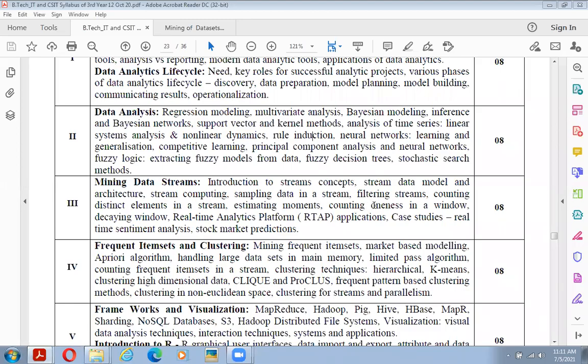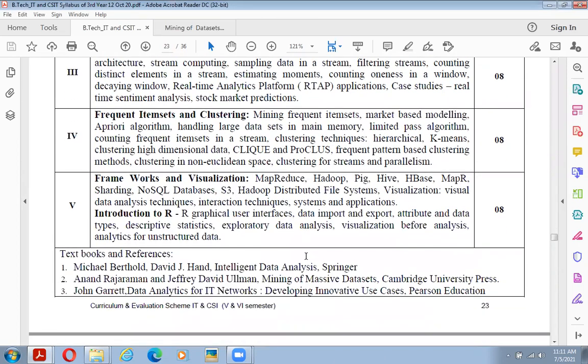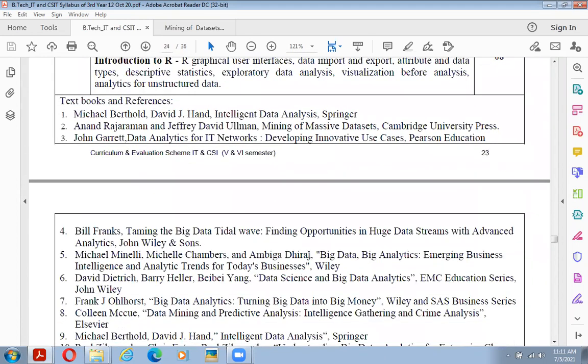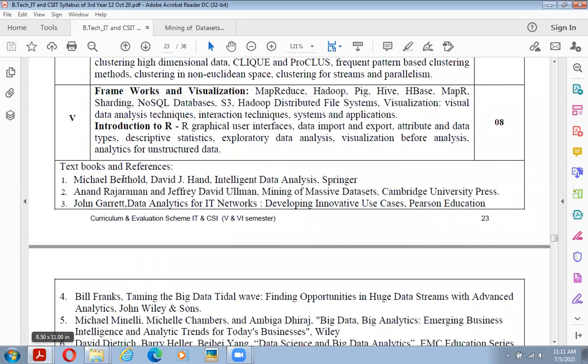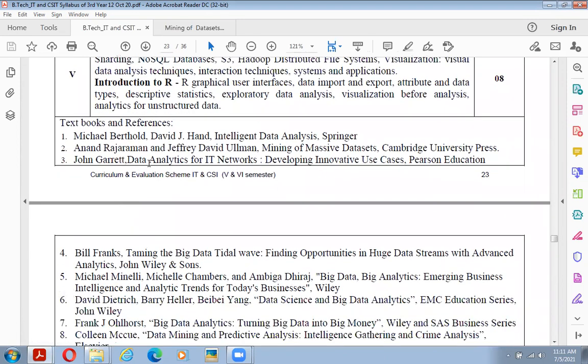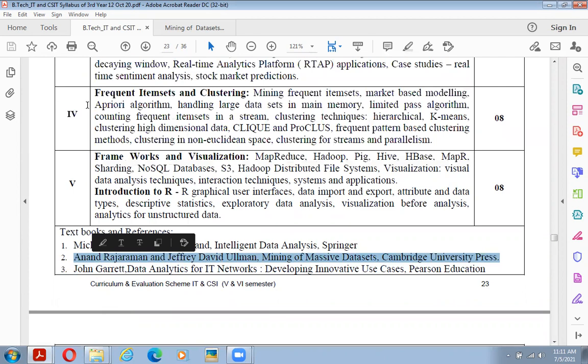So in the previous lecture, we understood how this unit three, mining data streams, has come into existence with our book, this second book by Anand Rajaraman and Jeffrey Ullman. How this book has contributed in our data three, data four. So we understand the way and flow of that part.